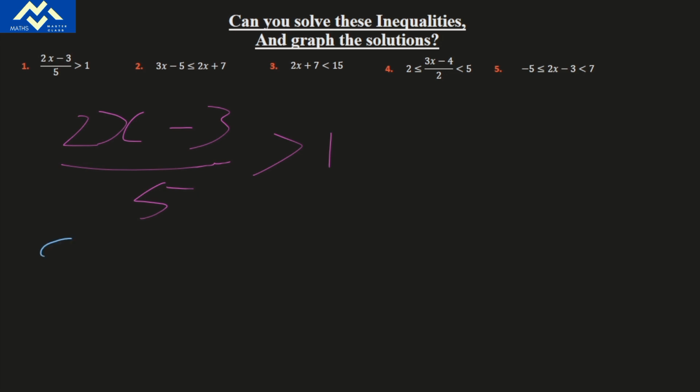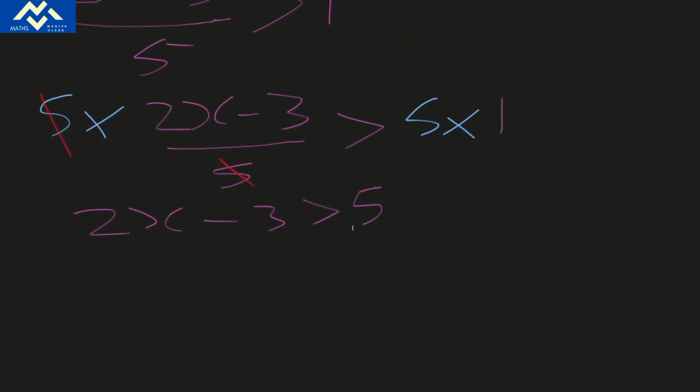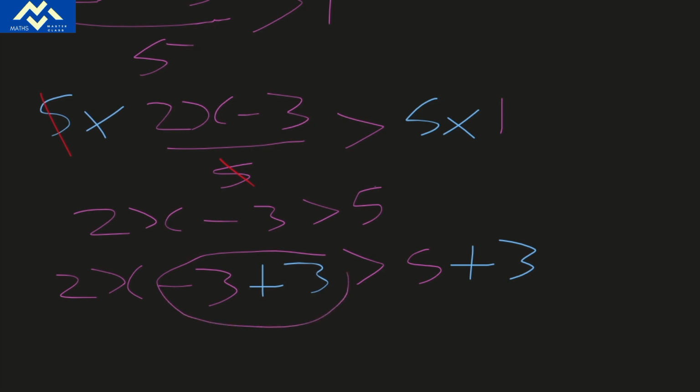So we have 5 times (2x - 3)/5 > 5 times 1. The 5's on the left-hand side cancel out, leaving us with 2x - 3 > 5. Now let's solve for x. So we add 3 to both sides, to eliminate 3 from the left-hand side, because -3 + 3 is 0. So this becomes 2x > 8.